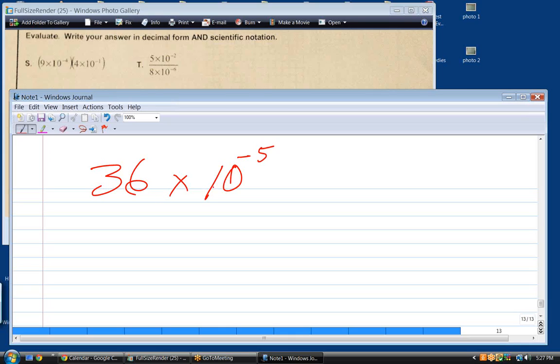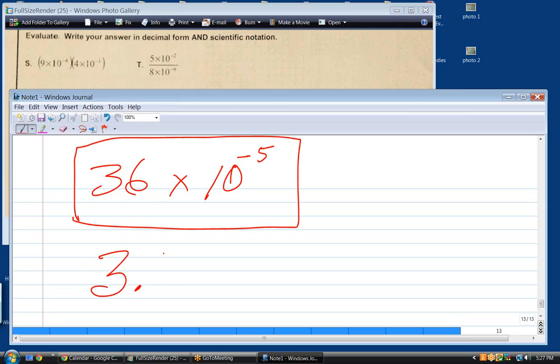Okay, so this is our answer. There's only one problem. That's not in scientific notation. In other words, we need our answer to start out 3.6. Well, what's my new exponent going to be?